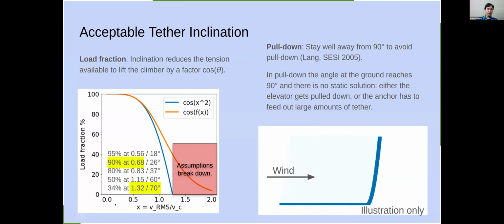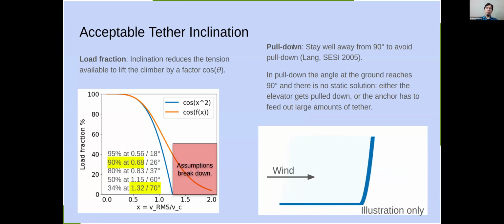So this plot tells you, as a function of the ratio of VRMS over VC, what the load fraction is. When you're less than 0.5, it makes almost no difference. After 0.5, it starts to matter. And at 0.68, you reach 90% load fraction. That's the magic number I'm going to work with, but you're welcome to choose a different one.